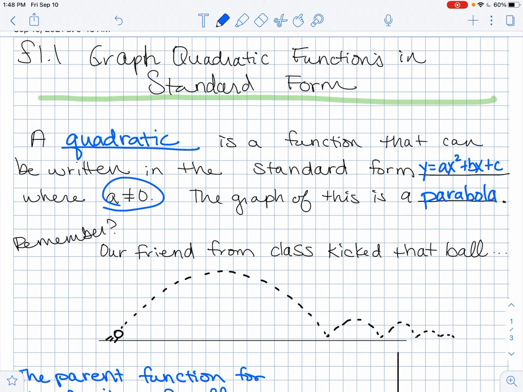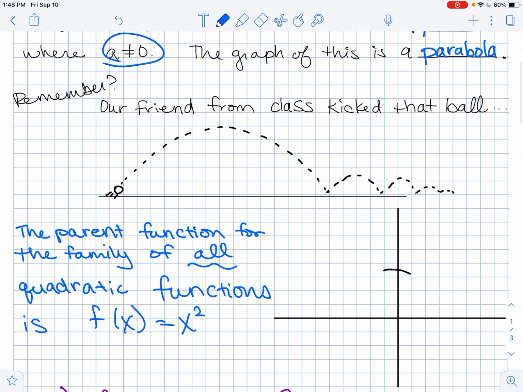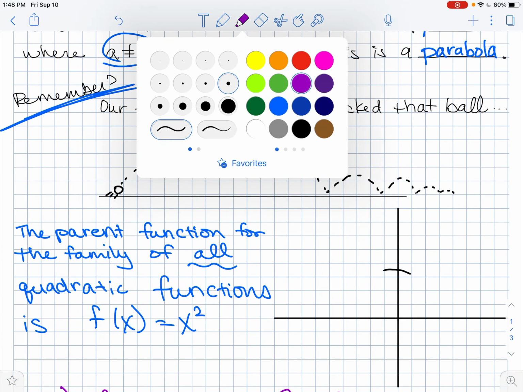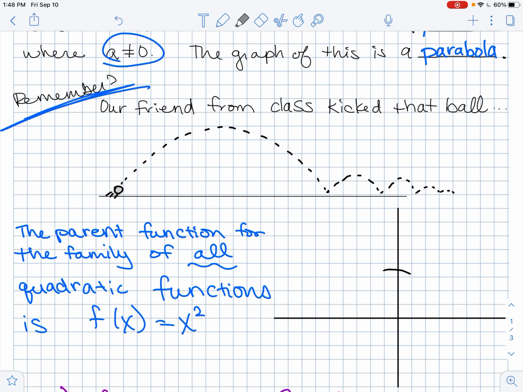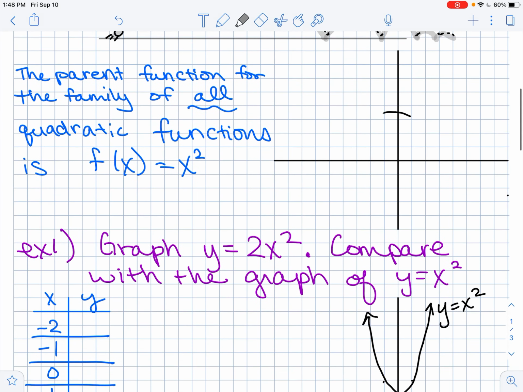We talked about this in class today if you were here. So remember, we went outside, our friend from class kicked that ball, and we watched the ball go up in the air, go kind of to the peak of how tall it was going to get. It came back down in kind of a symmetrical shape. Then when it bounced off the ground, it came up and did another bounce, bounce, bounce, bounce. All of those curves, right, they're not linear, those are parabolas.